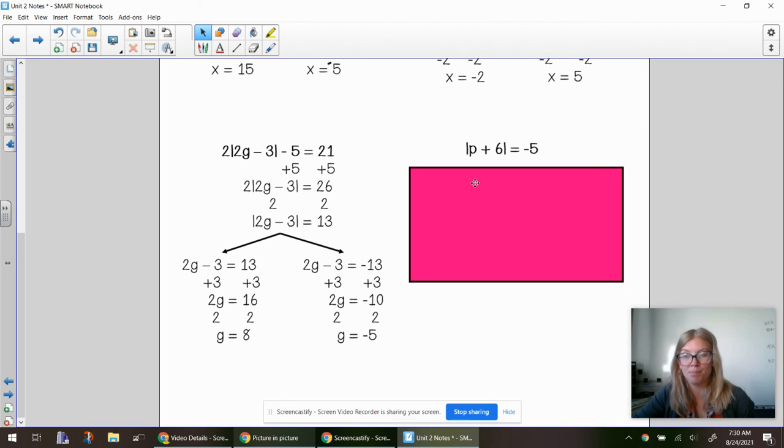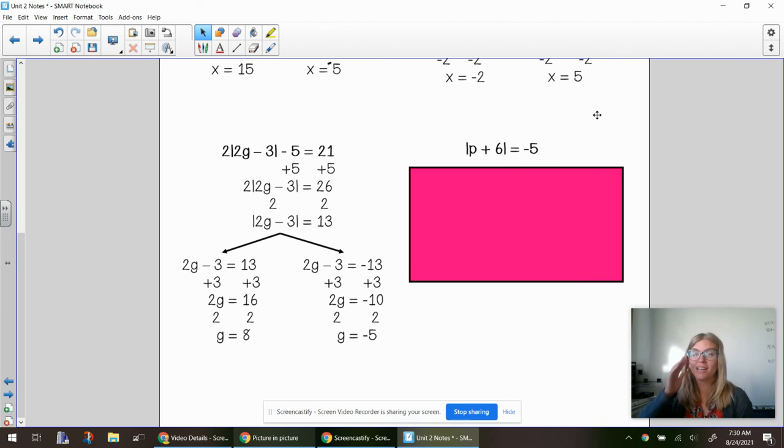Let's look at this last example. The absolute value of p plus 6 equals negative 5. Well, if we think about this, we know that absolute value makes everything positive. So whatever p is equal to, when I substitute it in, I'm going to add 6, and then I'm going to make it positive. But that doesn't make sense, because if I did that, the output can't be negative.